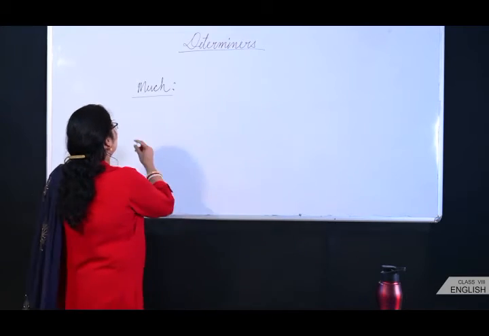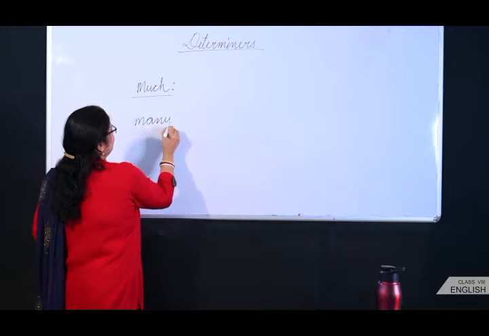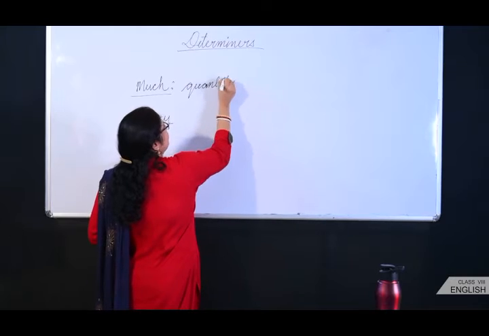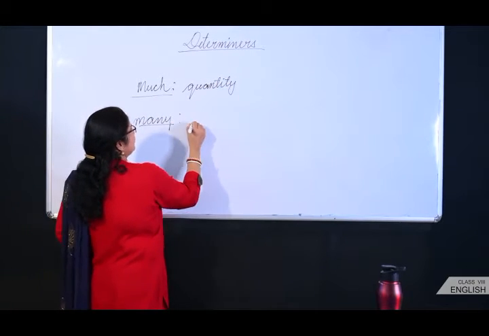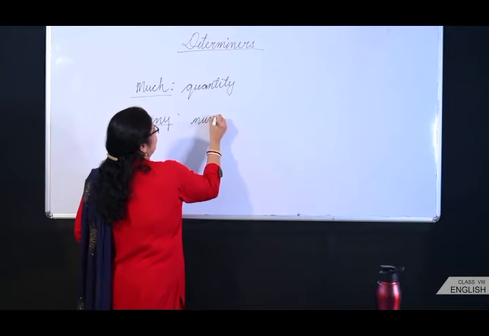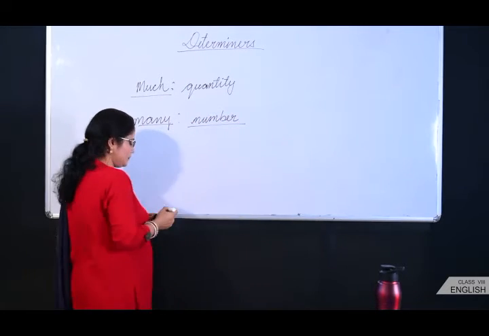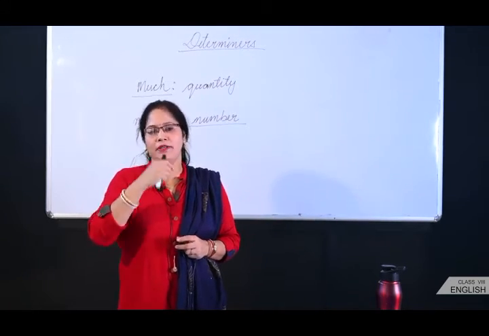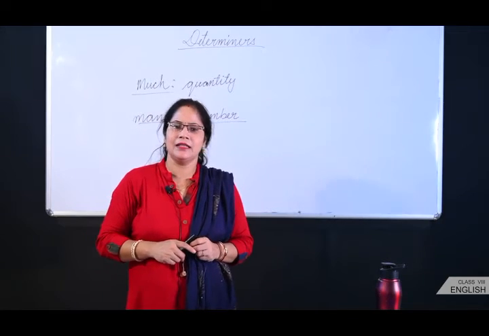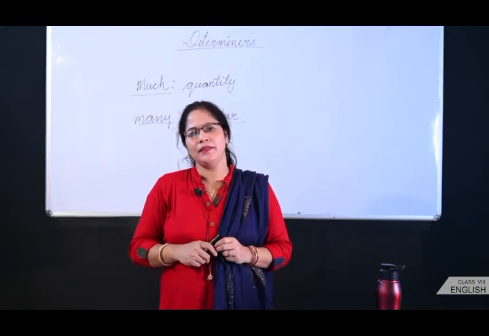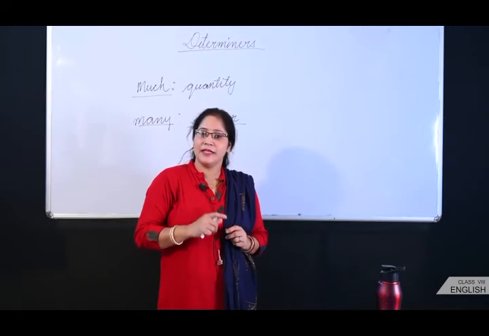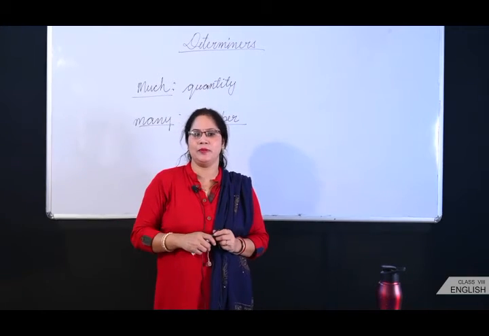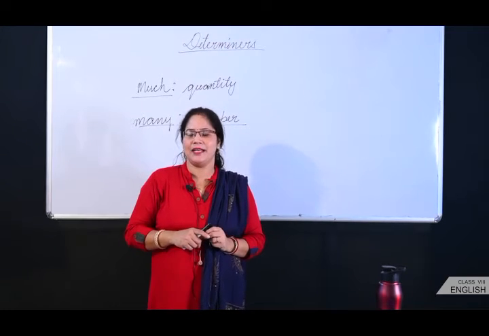And another one is many. Much indicates quantity and many indicates number. Many denotes number and it is used before countable nouns. Like, I have seen the movie many times. It means I am telling about the number of times I have seen the movie. I have seen the movie many times.